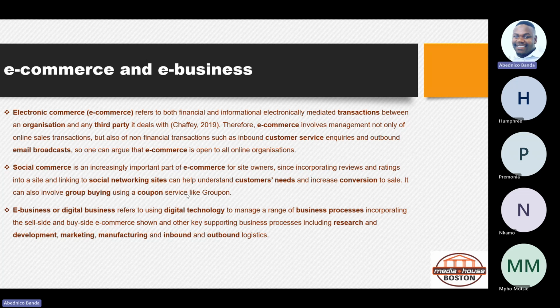Then we have got social commerce. Social commerce is an increasingly important part of e-commerce for site owners, since incorporating reviews and ratings into a site and linking to social network sites can help understand customers' needs and increase conversion to sale. It can also involve group buying using a coupon service like Groupon. So most of you are actually involved in social commerce if we think about it.